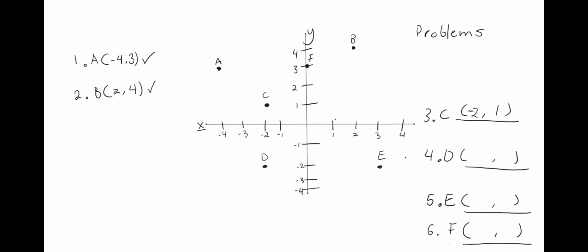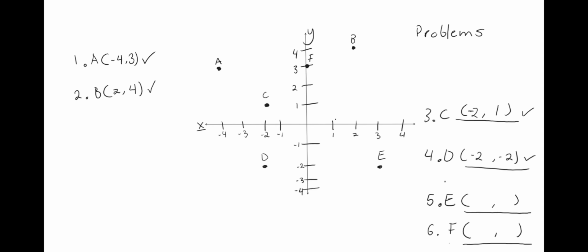Now for number 4, or D, we have it down in the third quadrant, so that means they're gonna be negative. So we're gonna move to the left 2 times, and then we're gonna move to the bottom 2 times. So as we can see, it's gonna be -2, -2.